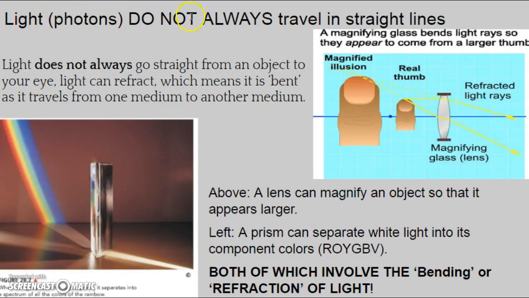So light, or photons, do not always travel in straight lines. Light does not always go straight from an object to your eye. Light can refract, which means that it is bent as it travels from one medium to another medium. Above, we can see how a lens can magnify an object so that the object appears larger. A prism here can separate white light into its individual components. If I take white light and shine it through this prism, it separates it into the visible light spectrum, both of which involve the bending or the refraction of light.